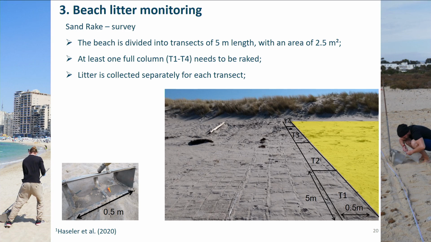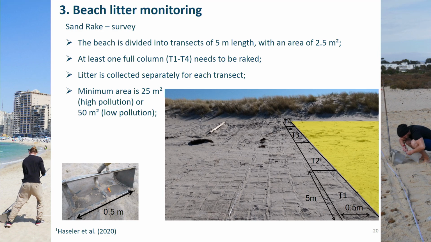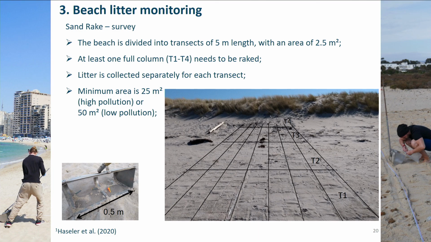For each of these transects, the litter is collected separately in a plastic bag. The minimum area we want to investigate with this method is 25 square meters if you have a highly polluted beach, or 50 square meters if the beach is less polluted. This is how it looks like in the end.